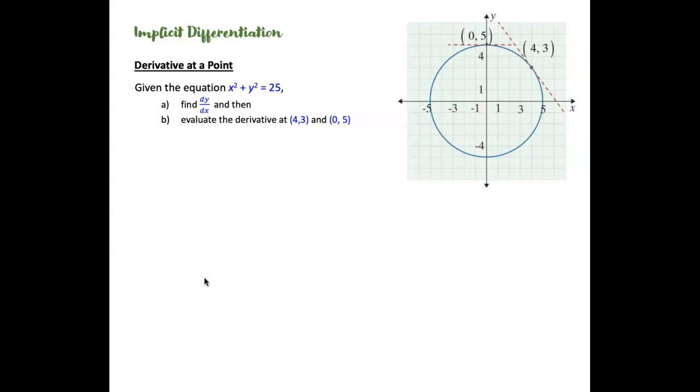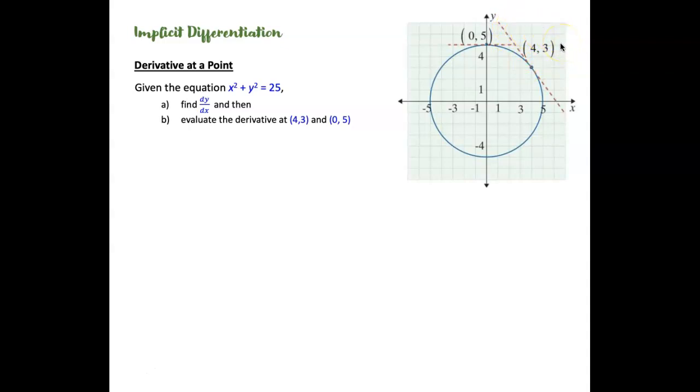In other words, it's the slope of the tangent line, okay? So the tangent line at the point (4, 3). The point (4, 3) lies on that circle. If you plug 4 and 3 into this equation, it makes it true, so we know it's on the circle. And then you see this red and white dashed line here. That's a tangent line. It touches the circle only at that point (4, 3). And finding dy/dx at (4, 3) will tell us the slope of that tangent line.